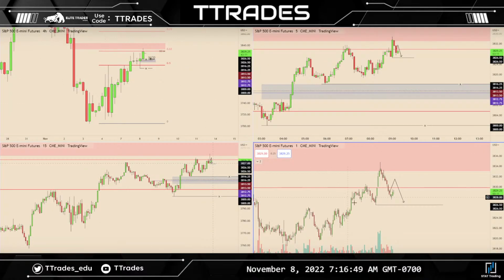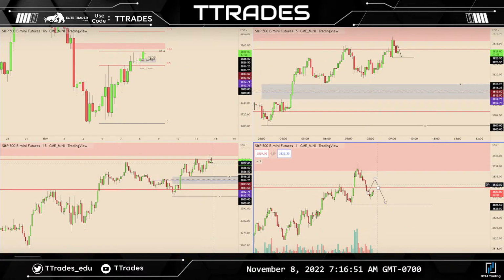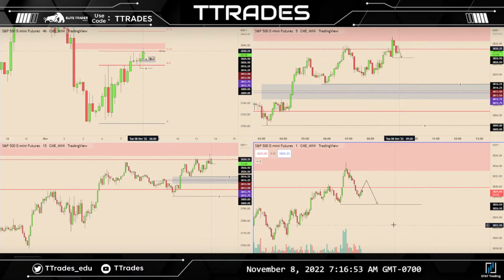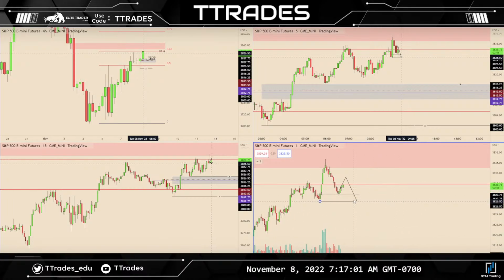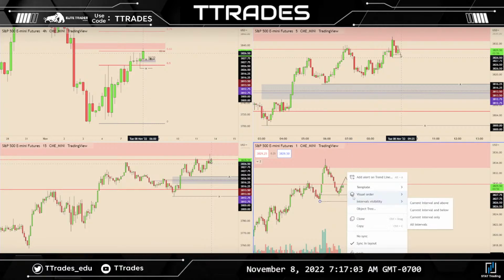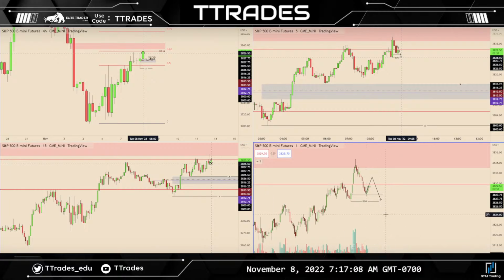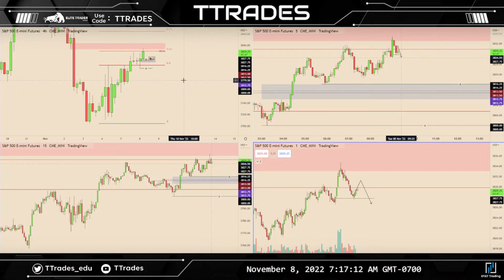Going back to ES here, you can see we're starting to get that little retracement up here, right? Reaching into the 1 minute order block. This is if we're going to continue lower, right? Because this would be the low we need to break to break structure. So keeping that in mind.